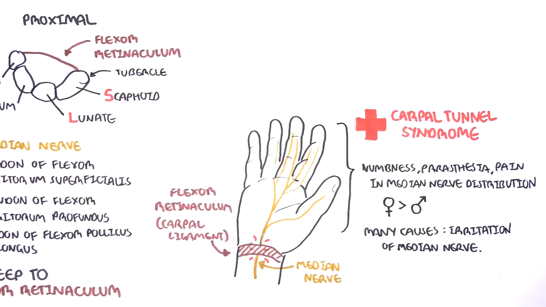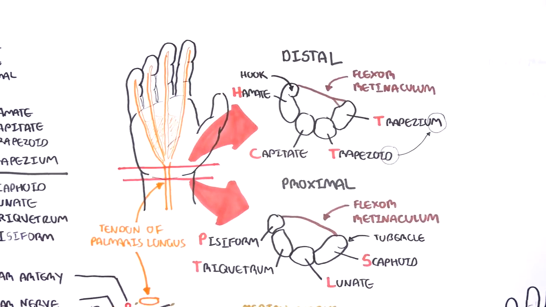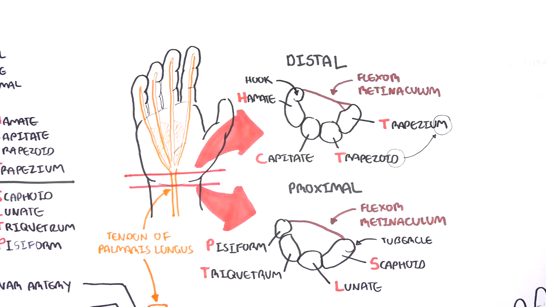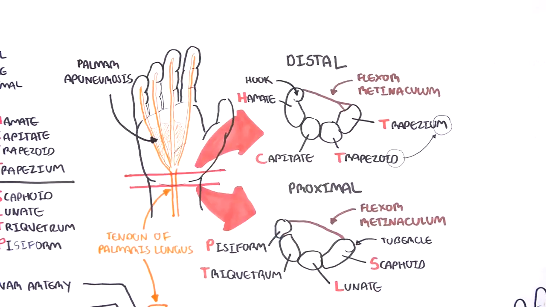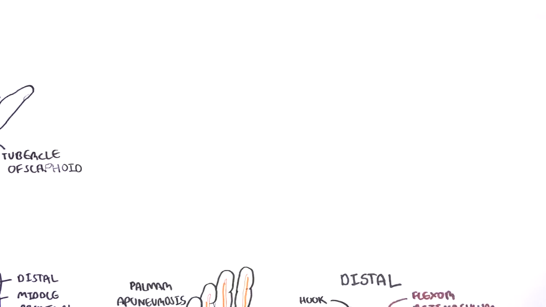Going back to the diagram we drew earlier, do you remember the tendon of palmaris longus? The tendon that goes over your flexor retinaculum, the tendon you can see on your wrist. Well, this tendon has some branches that come off it and form what's called the aponeurosis, the palmar aponeurosis. And this has some clinical relevance.